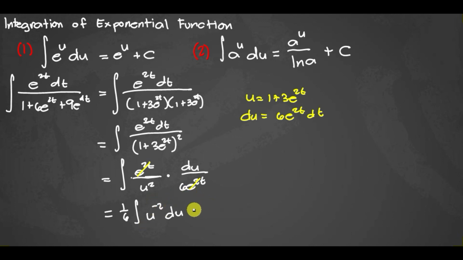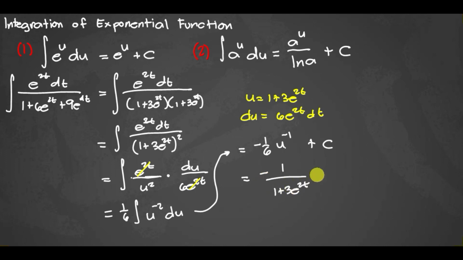Then, applying the integration of powers, this will become equal to negative 1/6 times u raised to negative 1 plus c. Now, we already know that our u is 1 plus 3e raised to 2t. Then we can write this as negative 1 over 6 times 1 plus 3e raised to 2t, plus c. Now, this is our answer.